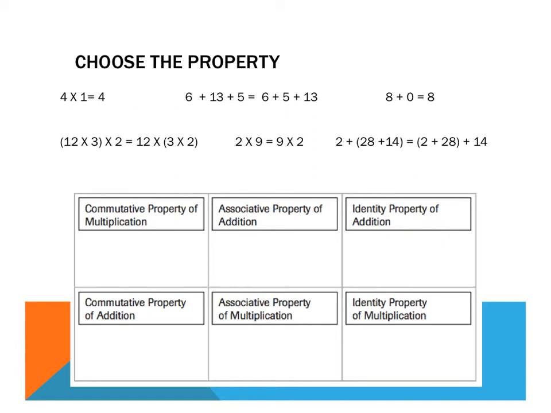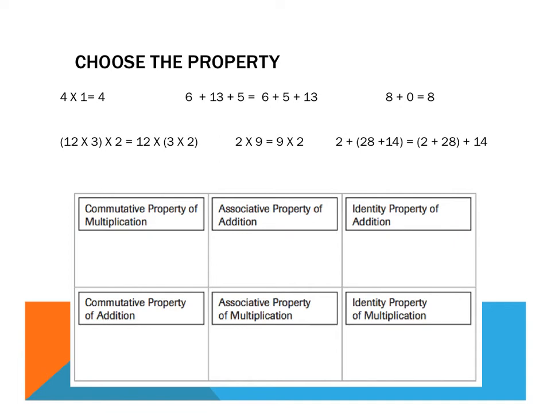Well, how do you think you did? I'm going to give you the answers and you can kind of rate yourself. For me, I'm all about working smarter, not harder. So I'm going to start with the properties I feel like are the easiest. Those are the identity properties.